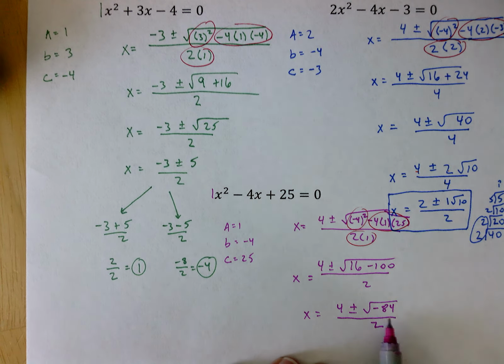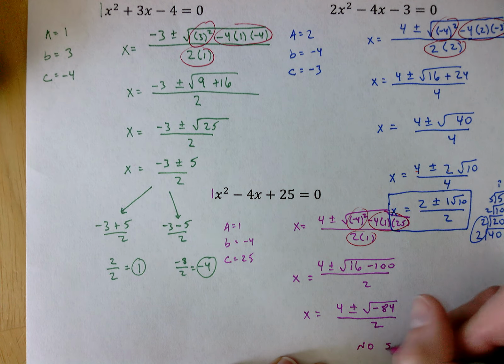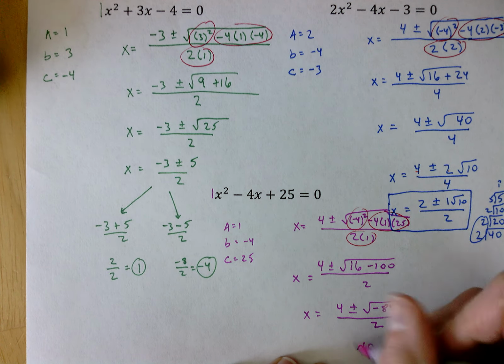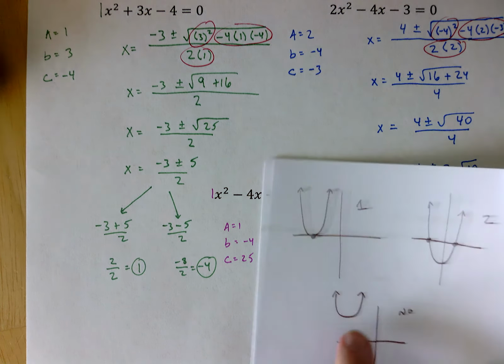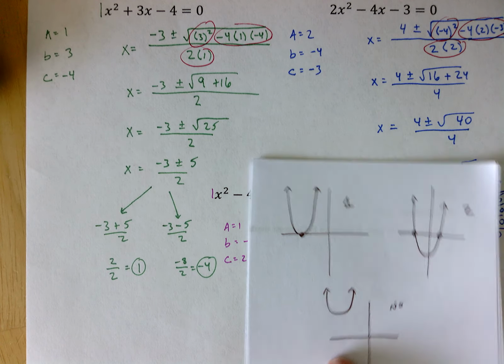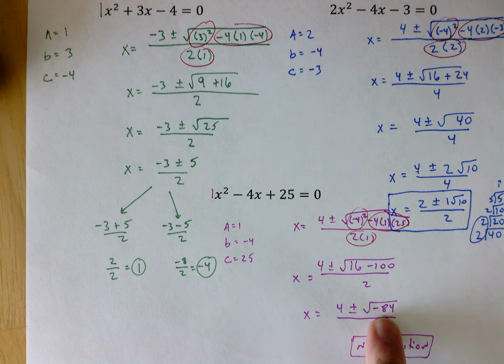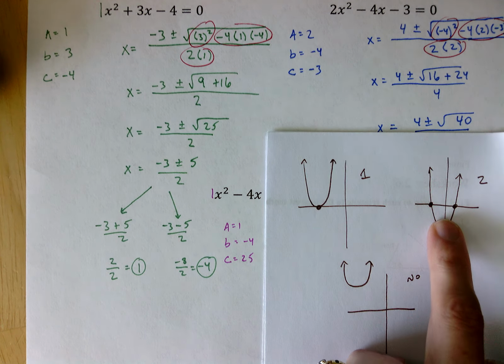So whenever you end up with a square root of a negative number, that tells you that there is no solution to this problem. What that's telling me is, if you look at the graph of this, the graph looks like this. It doesn't ever cross the x-axis. And the way that shows up in the equation is that you're going to end up with a square root of a negative.